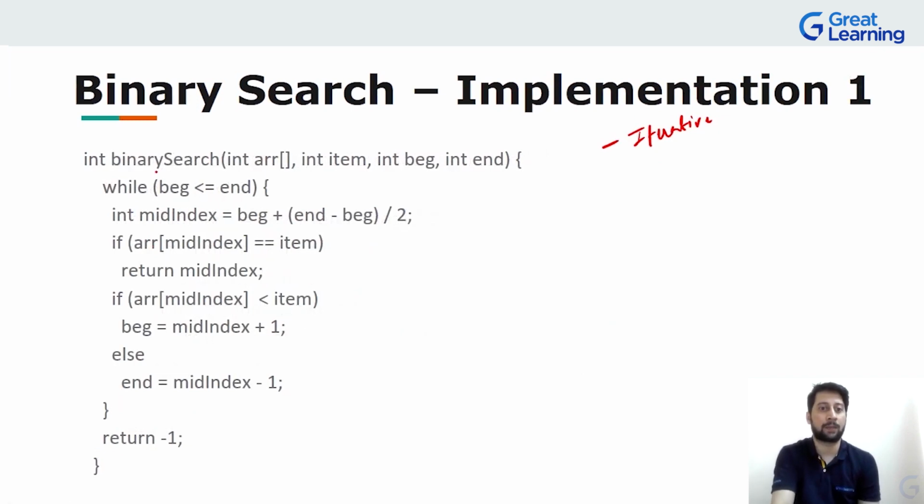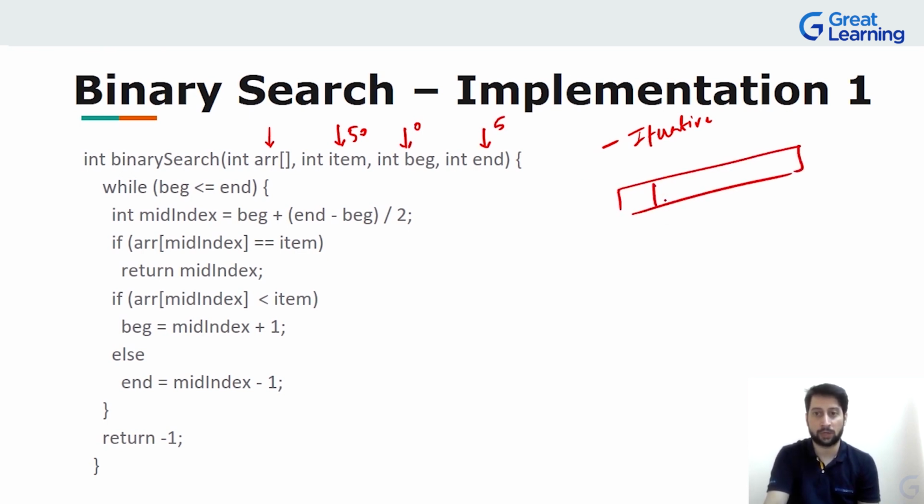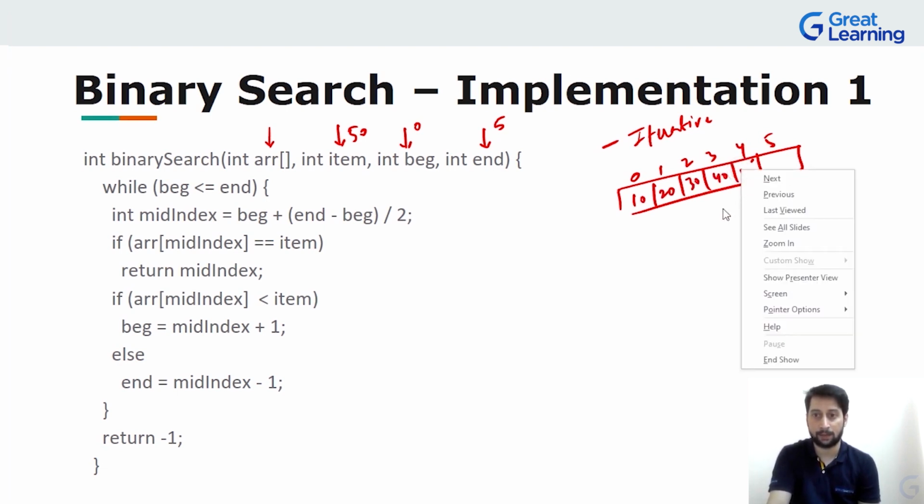As you can see, in the binary search method, we have four arguments. One is the array, second is the item that we are looking for. Let's suppose it is 50, then the beginning index, that is 0, and the ending index, let's suppose it is 5, since the length of the array is 6. Okay, so this is the ending index. Let's suppose we have these elements: 10, 20, 30, 40, 50 and 60.